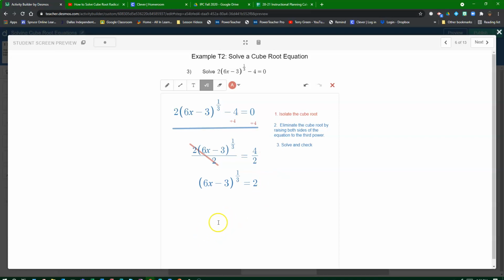The next thing we need to do is eliminate the cube root by raising both sides of the equation to the 3rd power. In the last example, I didn't actually show that. It looks kind of cumbersome, but I can do it here. It's a little easier with the fraction. So let me copy all of this.